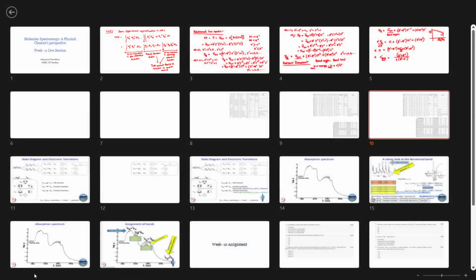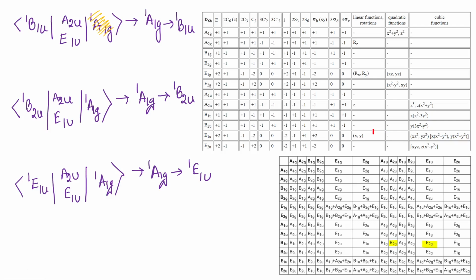So this is spin allowed but orbitally forbidden, right? Because the first one is B2g and another one is E2g, the product, right? I'm writing.